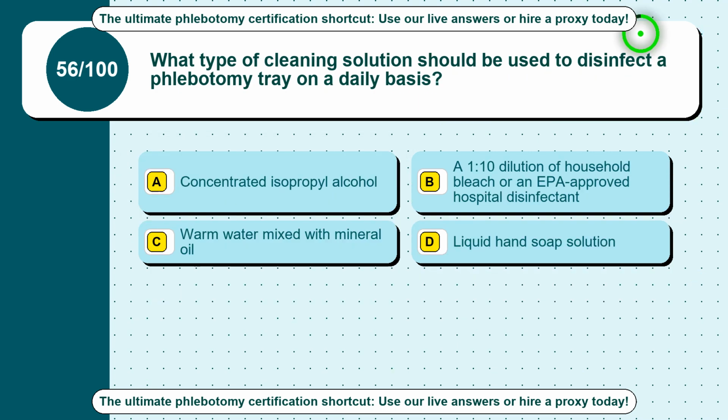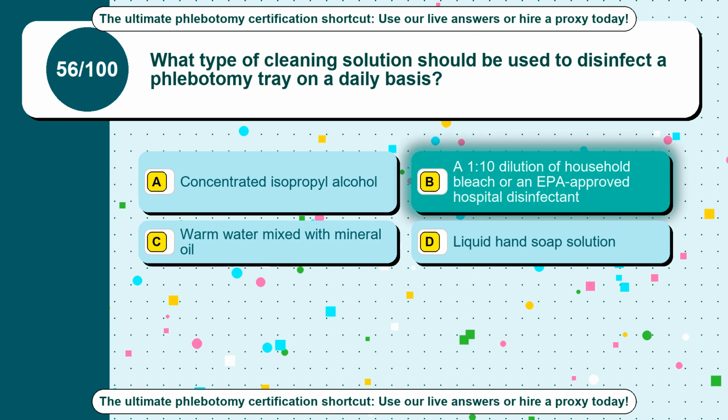Question 56. What type of cleaning solution should be used to disinfect a phlebotomy tray on a daily basis? Option A, concentrated isopropyl alcohol. Option B, a 1:10 dilution of household bleach or an EPA-approved hospital disinfectant. Option C, warm water mixed with mineral oil. Option D, liquid hand soap solution. The correct answer is option B, a 1:10 dilution of household bleach or an EPA-approved hospital disinfectant.